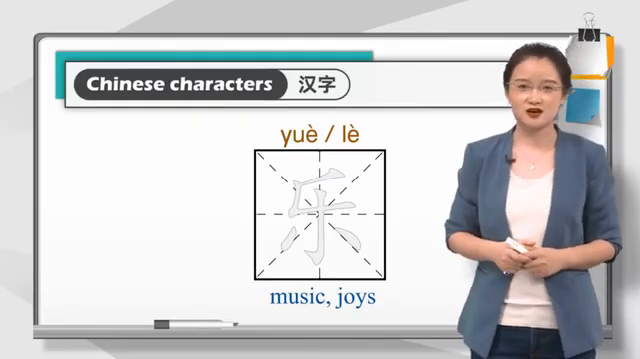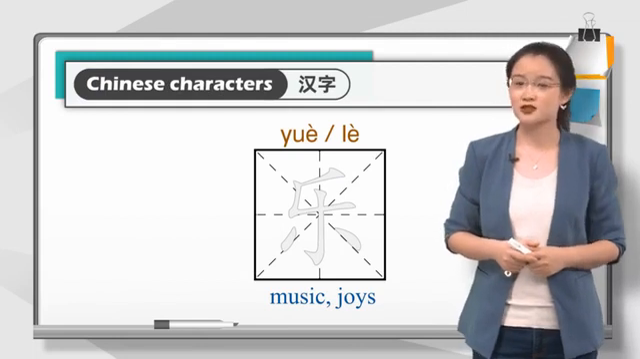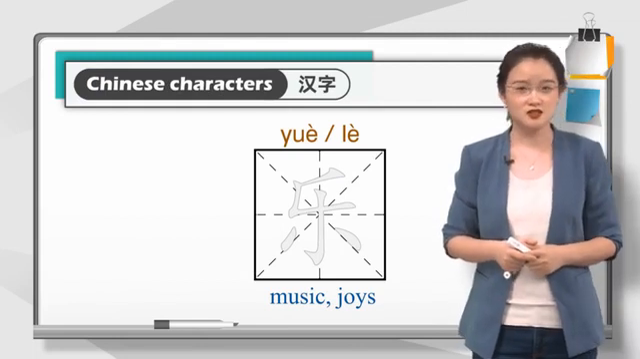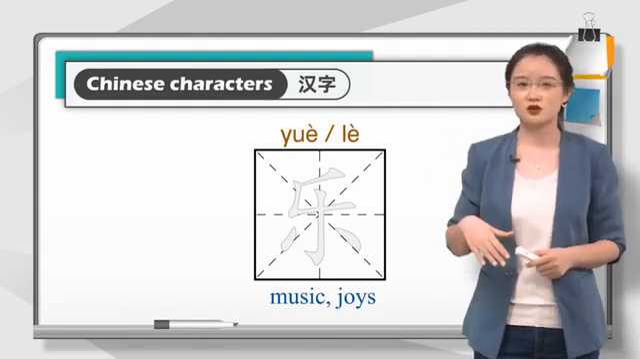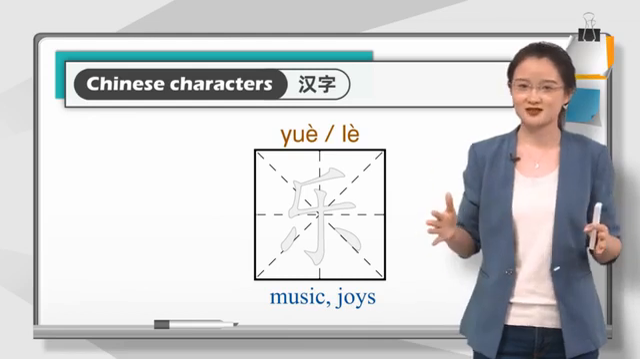Okay, let's read it together. Please remember the basic stroke order of writing Chinese characters is from up to bottom, from middle to sides.